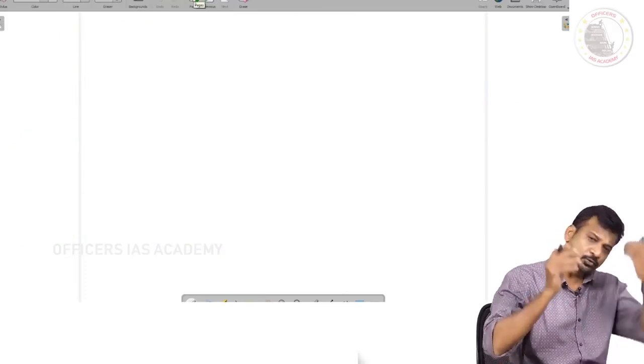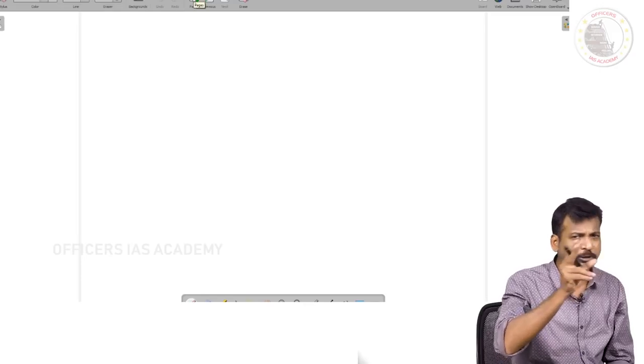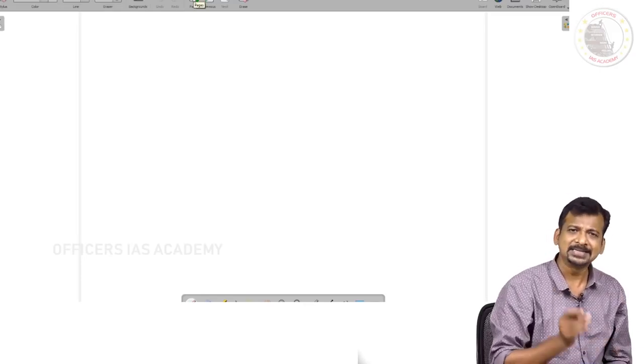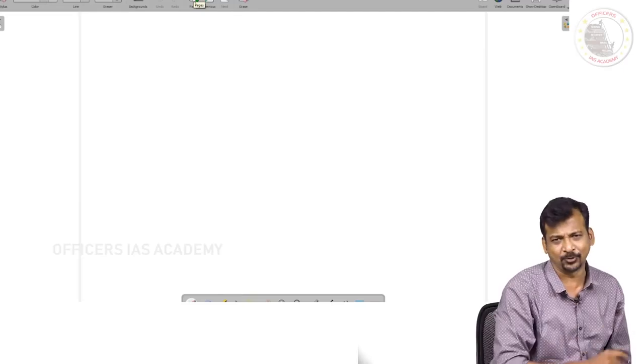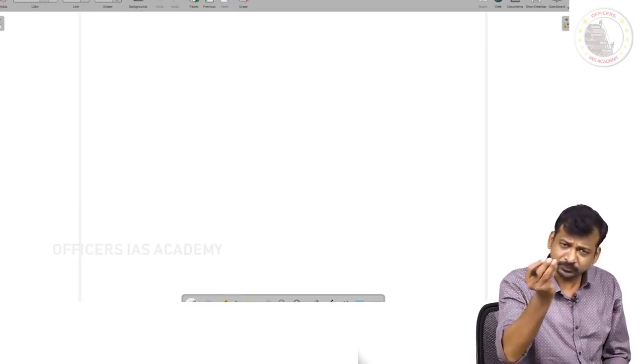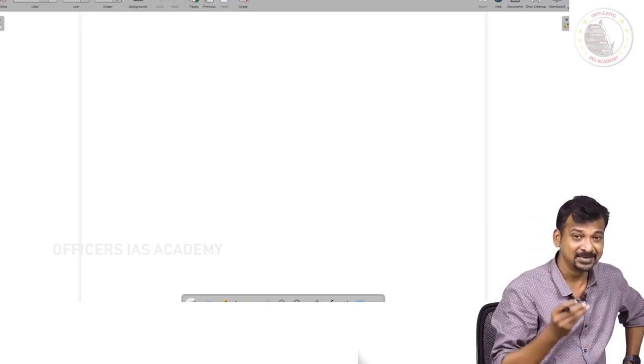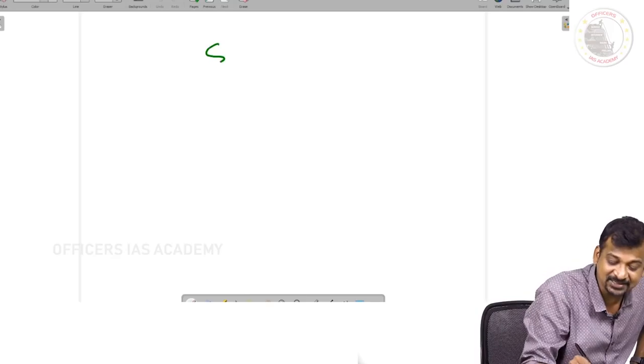Now, if you go to banks, you will have two types of accounts. One is called current account, another is savings account. Now, what is this savings account? You would have deposited money in banks, your parents would have deposited money in banks. Now, that is called savings account.